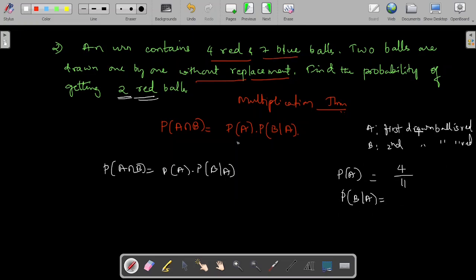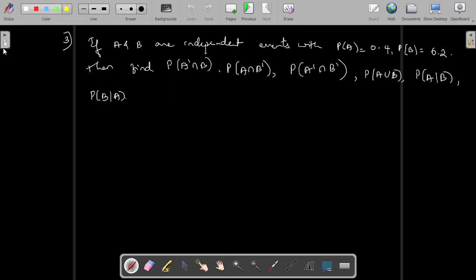Now for the second drawn ball is red, given that the first drawn ball is red. This event has occurred and it is without replacement. Therefore, 1 red ball drawn means how many red balls are left now? 3, divided by the total number of balls, which also changes because we have not put that ball back into the box. So 7 plus 3, it is 10, 1 less than before. So now you have to substitute 4 by 11 into 3 by 10, which is equal to 6 by 55. This is the answer. See one more problem.